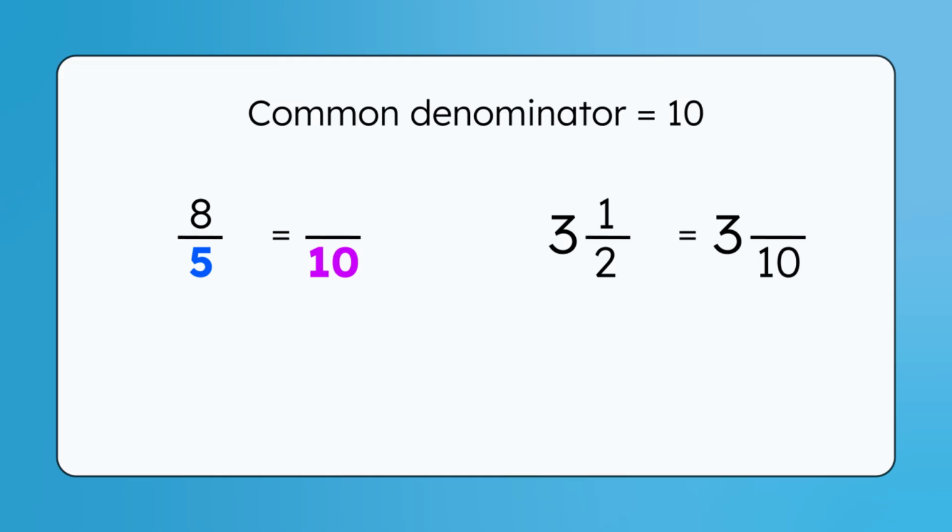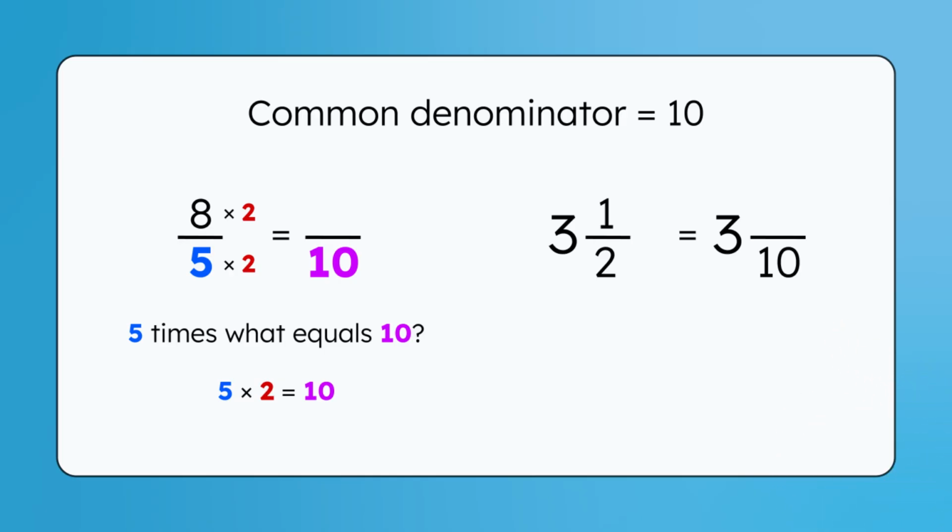Let's focus on the improper fraction first. Our new denominator will be 10. The old denominator was 5. The question we ask ourselves is, 5 times what equals 10? 5 times 2 equals 10. So we need to multiply the numerator by 2.